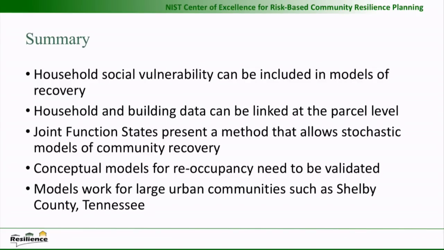And again, stressing that this research is at the conceptual level, and for the most part, we wanted to demonstrate the ability to integrate the social system data with the physical systems data, and to show that this can be done on a community scale, especially for a community as large as the Memphis area. So our next presenter will go into more detail about the economic system, and this is Professor Harvey Cutler from Colorado State University. Thank you.